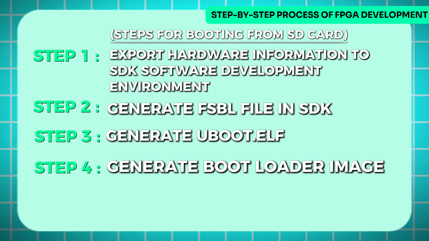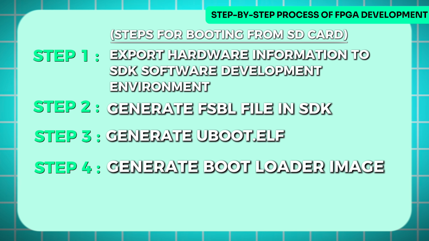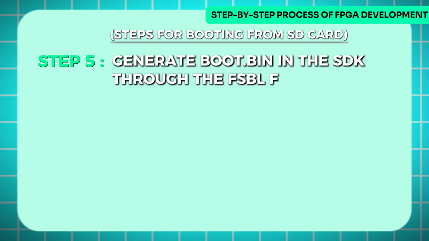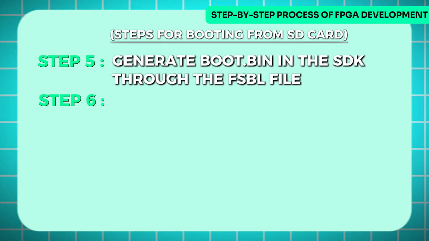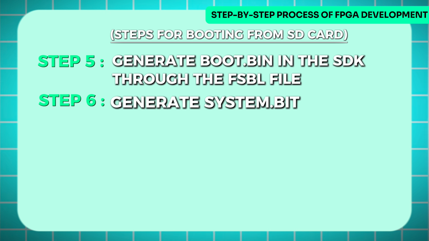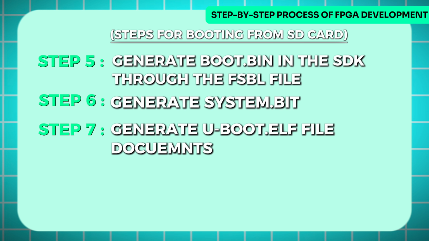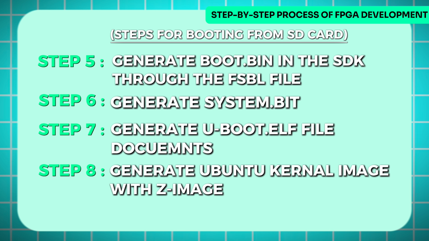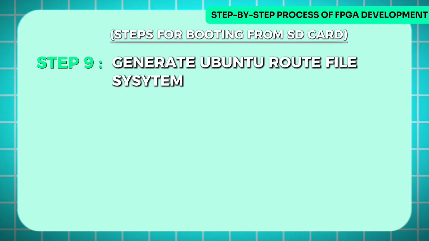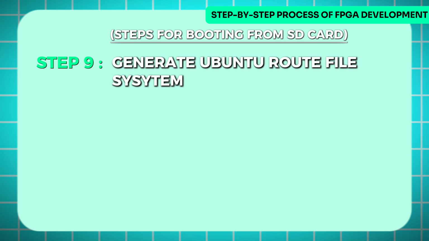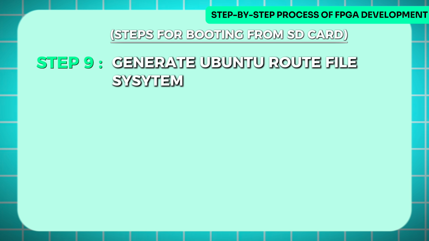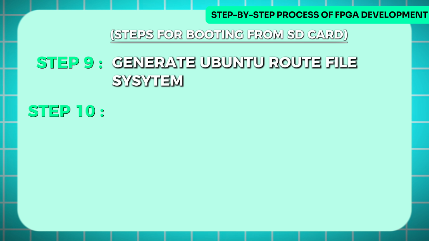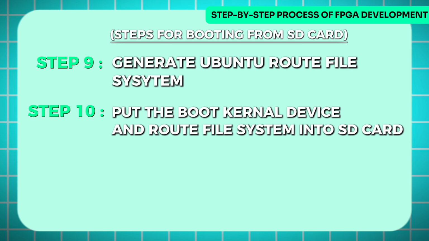And for that, you can use a VMware virtual machine if you are using a Windows machine, because you need Ubuntu for that. And then we generate a boot.bin in the SDK through the FSBL file. We generate system.bit and uboot.elf file documents. Then after that, the 8th step will be to generate the Ubuntu kernel image with zImage and Ubuntu's root file system, and that will be done within the VMware. And in addition, it's necessary to write the drivers for FPGA custom IPs. Alright, then after that we'll have the last step, and that is to put the boot kernel, device tree and root file system into the SD card.